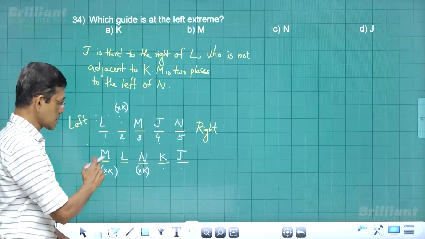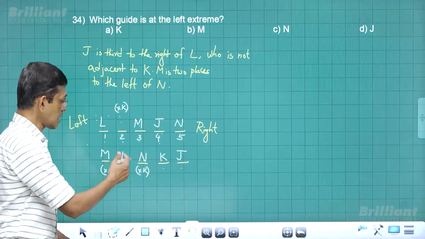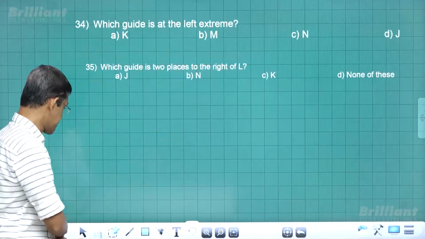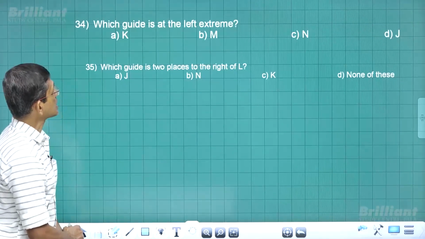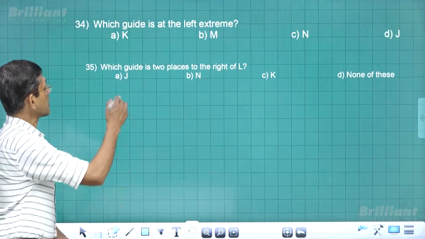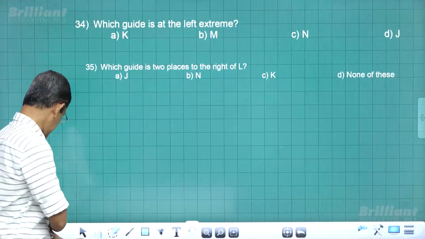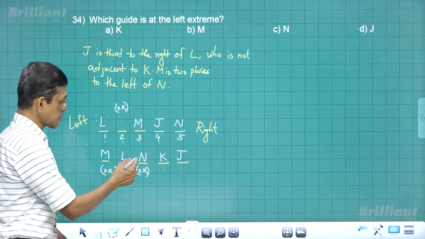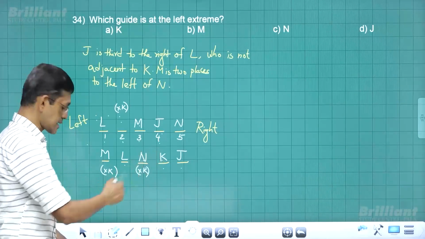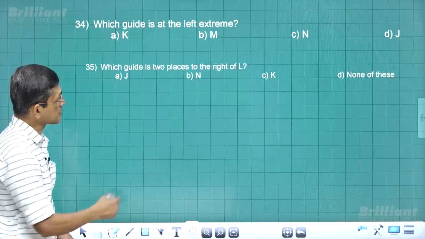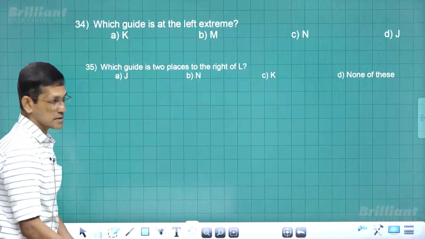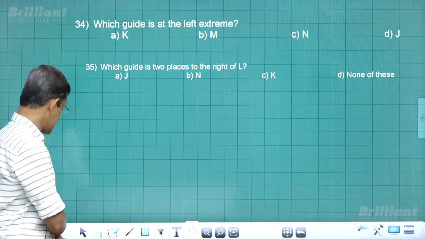Our next question, we use the same arrangement, MLNKJ. So the second question is 35. Which guide is two places to the right of L? So L is here, two places to the right, 1, 2. So K is the answer, K. So we have done that.